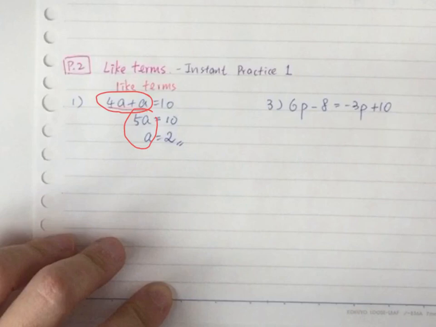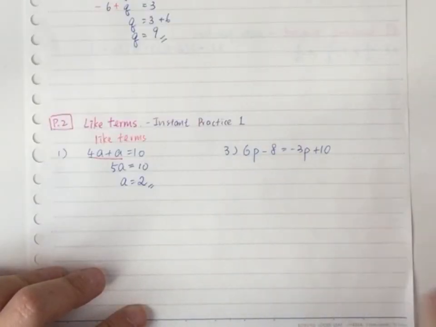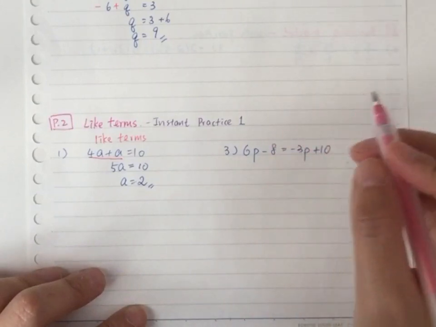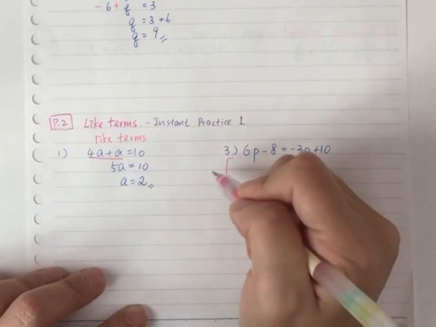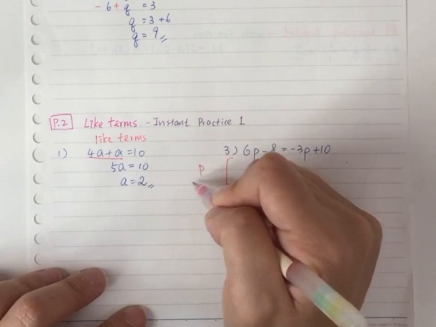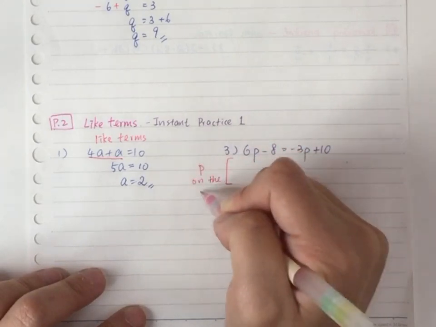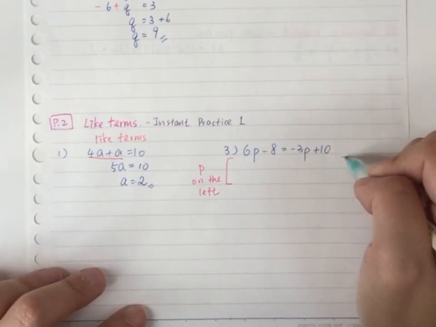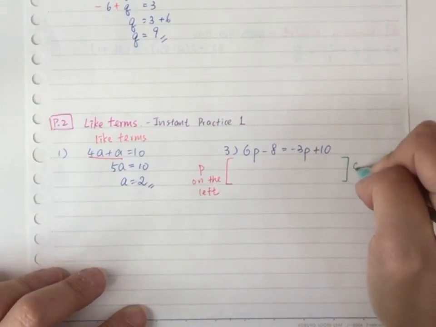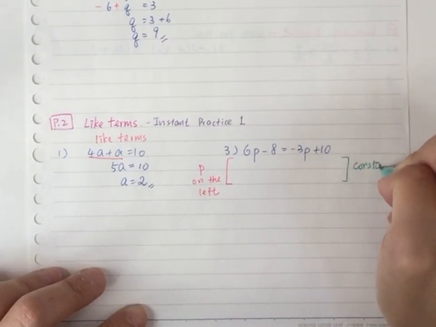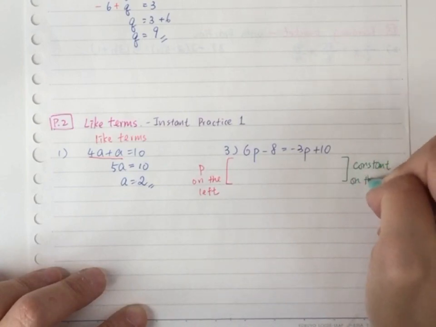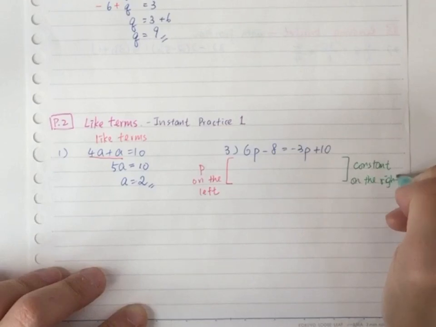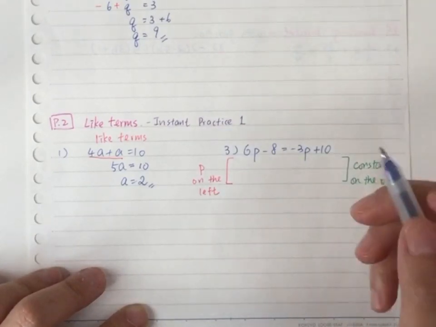So let's see how to do question 3. For question 3, you can see that all the p's should be put on one side. But right now, 6p and negative 3p are on the left and right. So our target, let's put the p's on the left. And the numbers, that means the constants, should be put on the right. So the constants are negative 8 and positive 10.